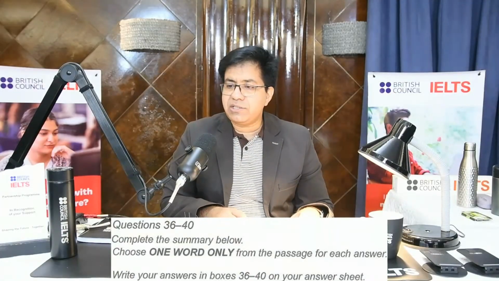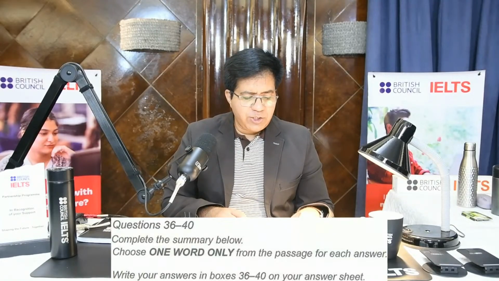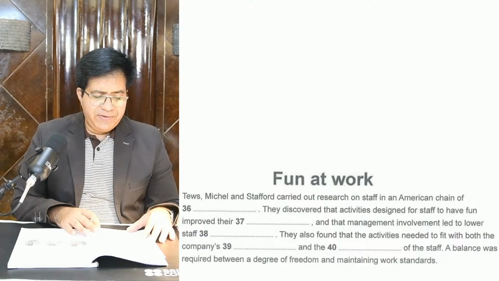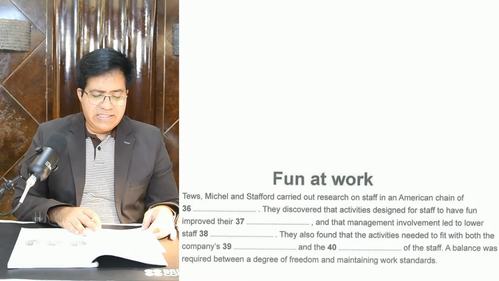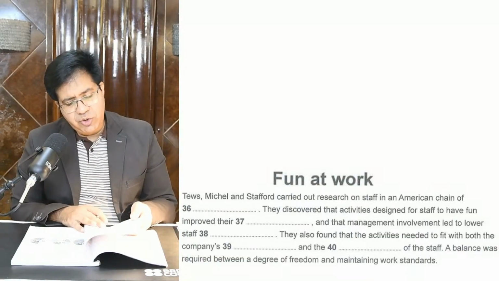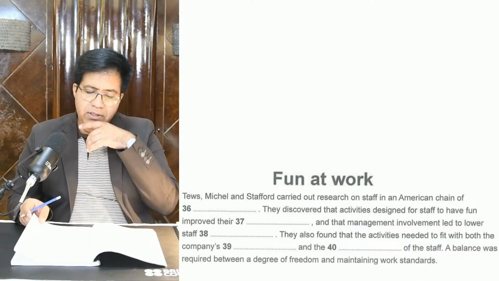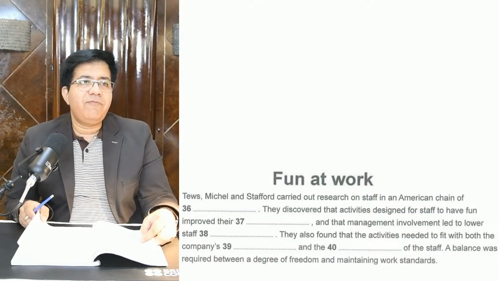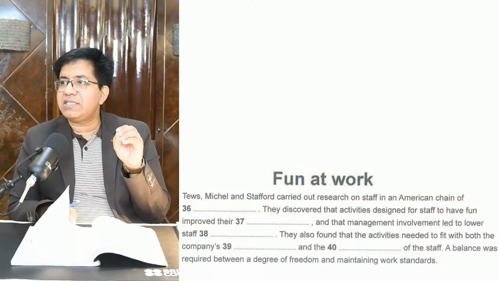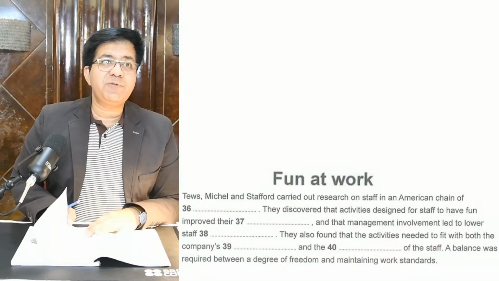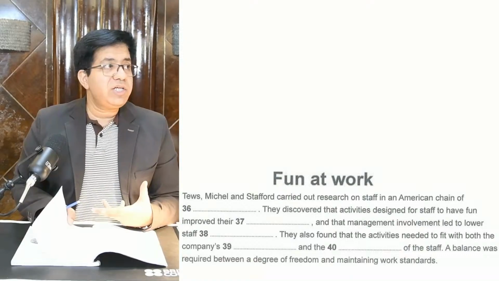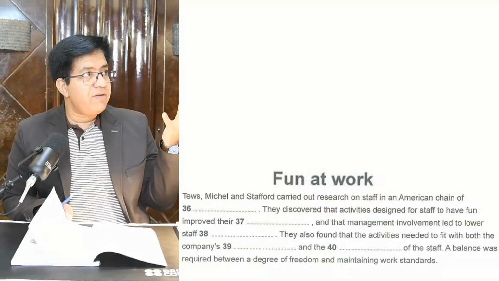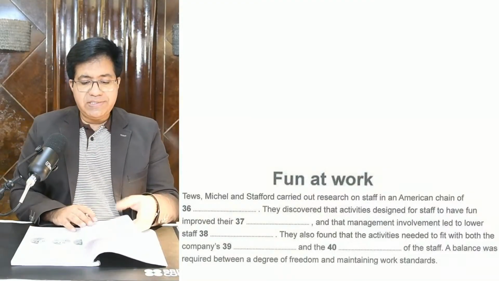So we start. Questions 36 to 40, fun at work, one word only. Tews, Michael, and Stafford. Now these are the names. Look for these names in the passage. Tews, Michael, Stafford. Second last paragraph. What does it mean? All 5 answers are in one paragraph. Life has become much easier because you know the location. If you know the location, you don't have to read all the passage. Now you know this paragraph contains 5 answers and they are in order, so you can do it easily.